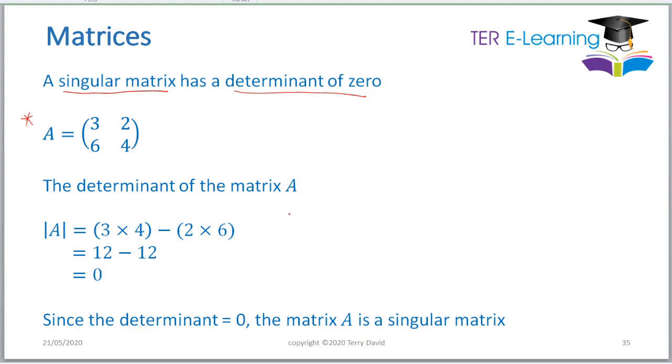If we work out the determinant of this matrix here, we're going to say 3 multiplied by 4, that gives me 12. And we have to subtract 2 multiplied by 6, which gives me 12. And what we get here is 0 as the determinant. Now, if the determinant of a matrix is 0, it is called a singular matrix. So a matrix that has a determinant of 0 is called a singular matrix.